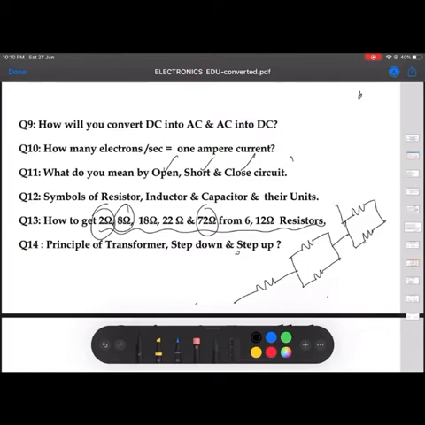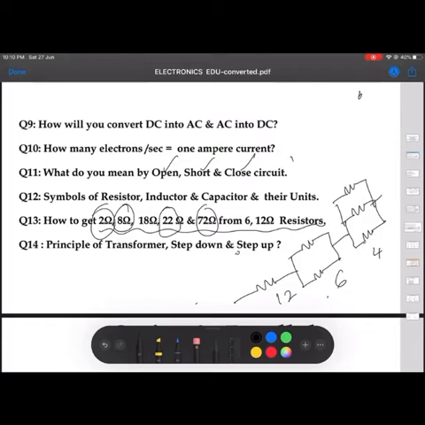1, 2, 3, 4. Actually, we'll have one more resistance here. This parallel gives me 4. This gives me 6. This gives me 12. If you see, total is 22. So this is the resistance here. Right? So the question of series parallel combination. If you practice all this, it becomes automatically very easy and you can do it very nicely.